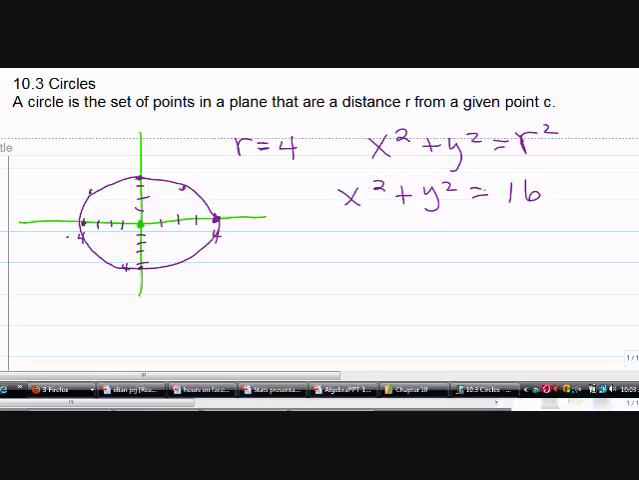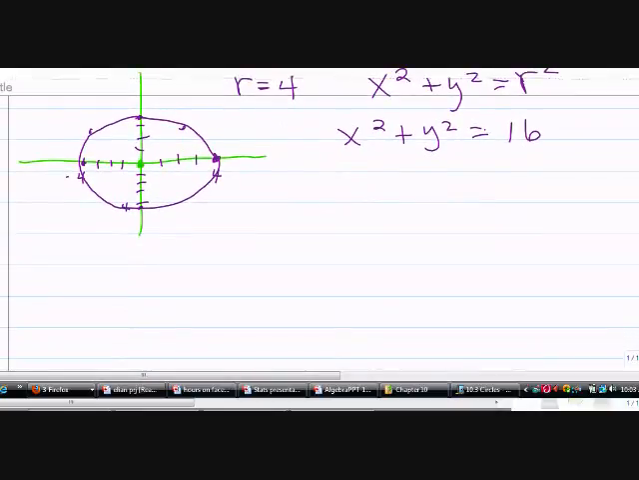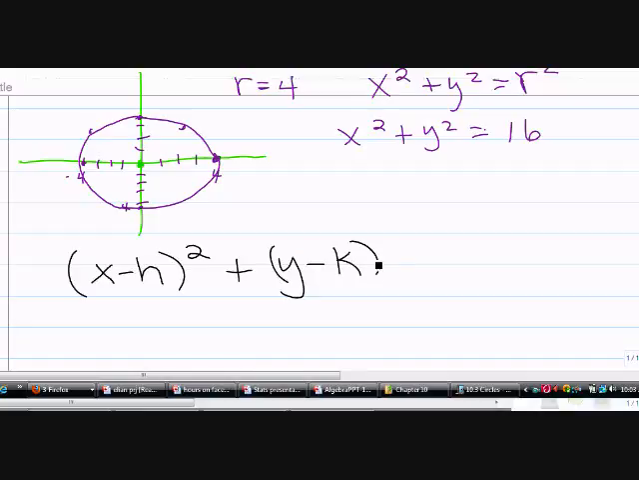Okay? Now I can move the circle away from the origin. Let me do that by a general form for the equation of a circle, which is x minus h squared plus y minus k squared equals r squared, where h comma k is the center of the circle.